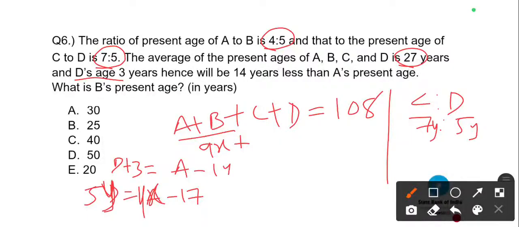Okay, Lalita is responding, says that 4x minus 5y equals 17. Okay, nice. 9x plus 12y equals 108. C value is 7y. Solve the two equations, we get x equals 8.